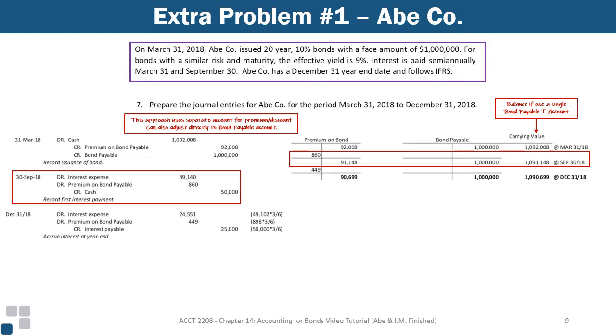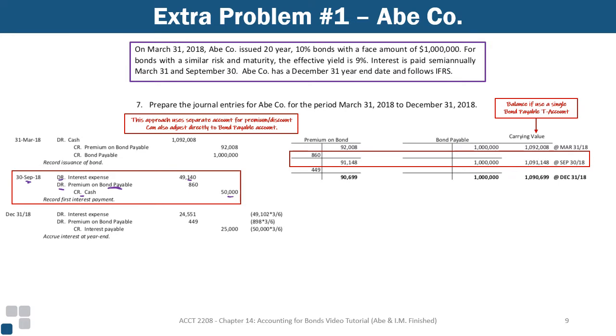Then on September 18th, after the first payment, we're going to debit the interest expense for $49,140, credit cash for $50,000, and then debit the premium on the bond, or the bond payable account if you use a single account, for $860. So you can save yourself the math of the premium amortization if you're not asked to do an amortization table.